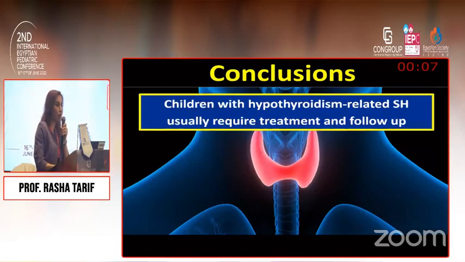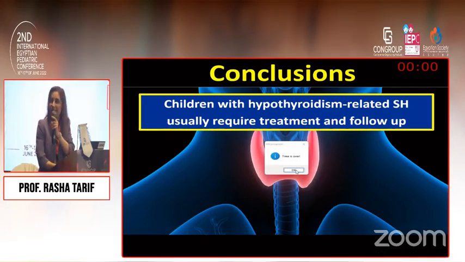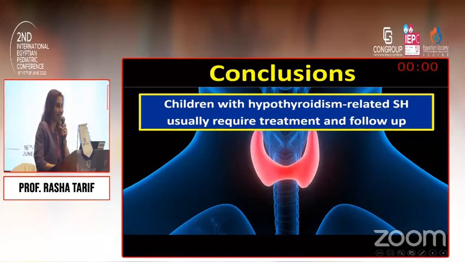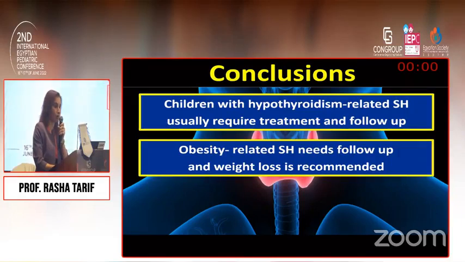Children with hypothyroidism-related subclinical hypo require treatment and follow-up. If you have pathology by ultrasound, children with pathology require good follow-up because mostly they will progress to overt hypo.